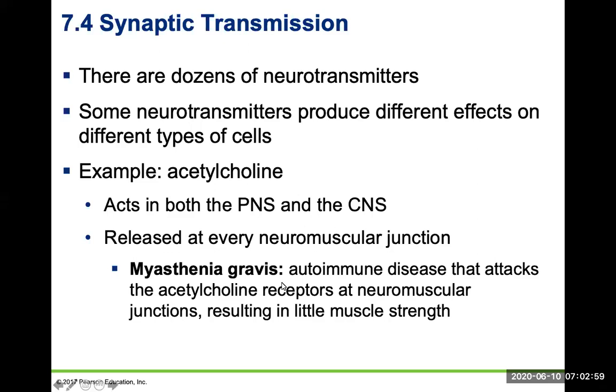Myasthenia gravis is an autoimmune disease. Remember, whenever you see the word autoimmune, that means the body attacks itself. And this disease is where it attacks acetylcholine receptors at the neuromuscular junction, resulting in little muscle strength. So this disease would attack receptors in your muscle cells, so they wouldn't be able to receive the impulse from the neurons that are trying to get them to move.